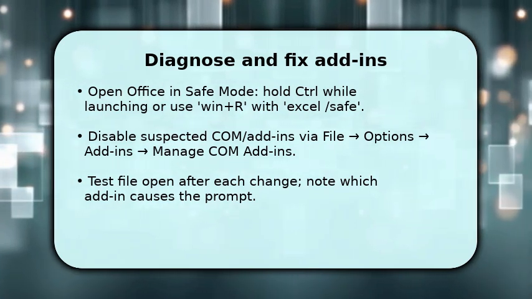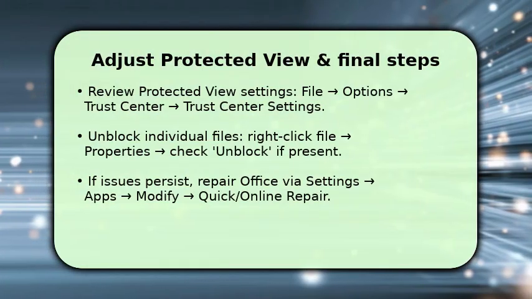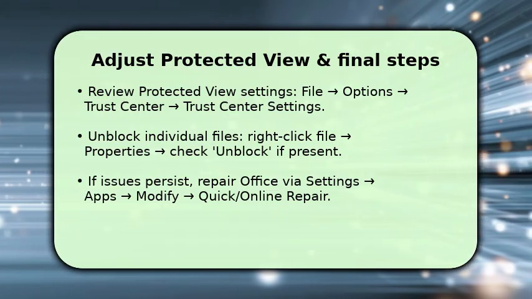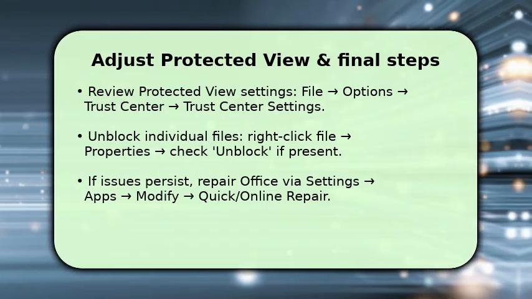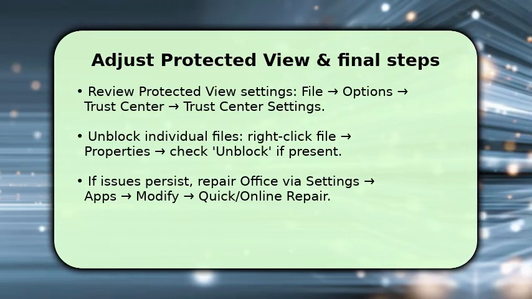Finish by checking Protected View and Trust Center settings. These controls block files from the internet, email, or unsafe locations. Only reduce protections when you trust the source. Better to unblock a single file using its properties than to weaken global settings.